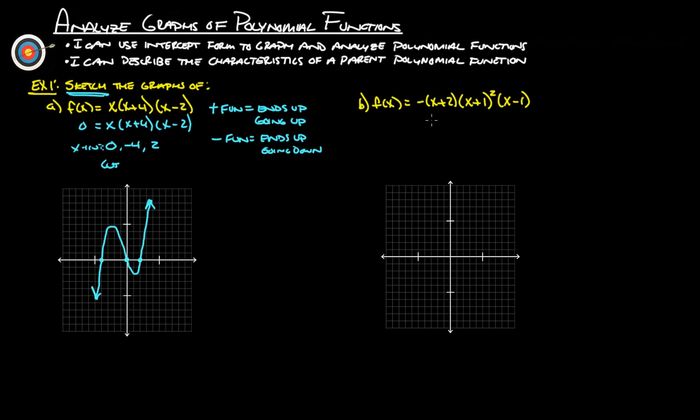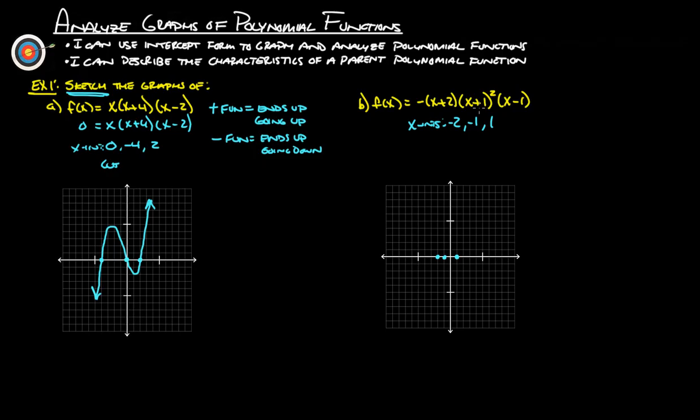All right, this function here, same idea. Let's figure out where all the zeros are. So 0 equals this whole thing. In fact, we don't have to write that down because we just know that's what it's going to equal. So what makes this equal to 0? The x-intercepts are going to be at negative 2, plus 2 is 0, negative 1, plus 1 is 0, and positive 1, plus negative 1 is 0. So those are our three x-intercepts: one at negative 2, one at negative 1, and one at positive 1.